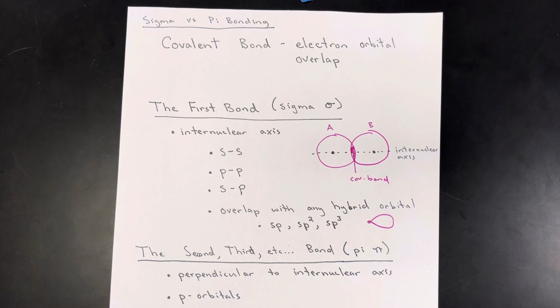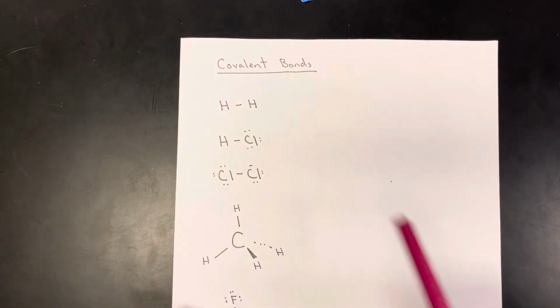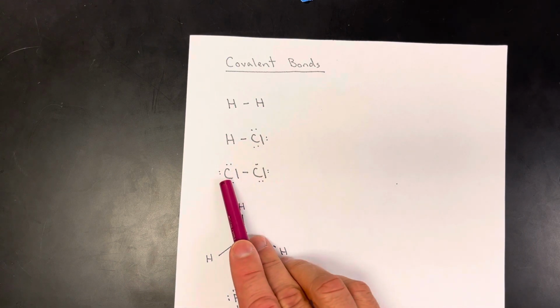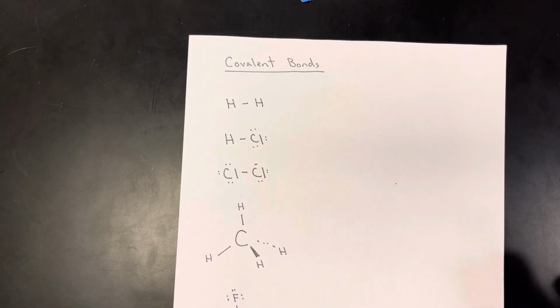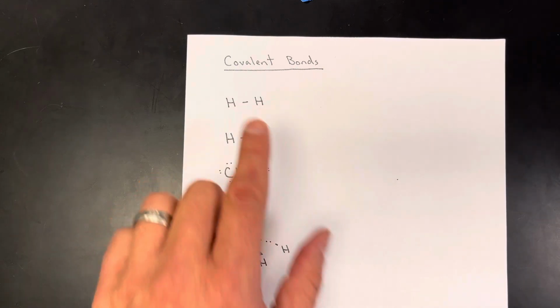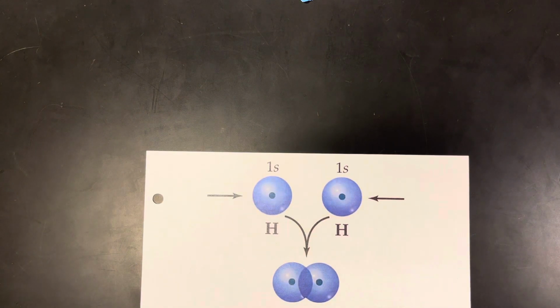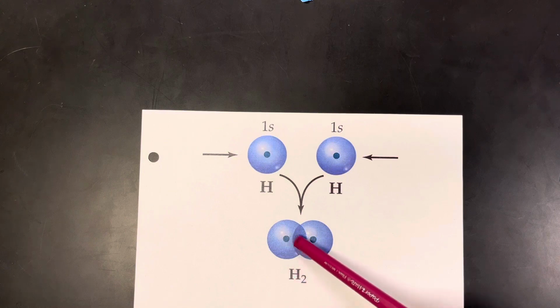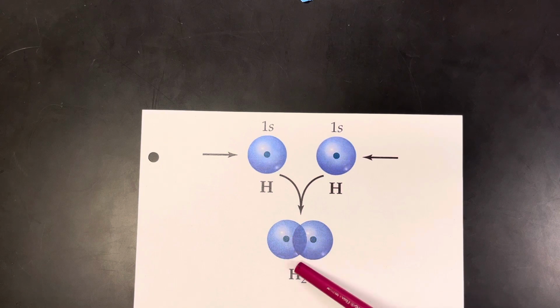So let's talk about some examples of what that would kind of look like. And I got lots of pictures here that I'm going to display underneath the document camera, okay? So if we had hydrogen and hydrogen, or hydrogen and chlorine, or chlorine and chlorine, that would be some of the examples that I just explained. So let's go into the hydrogen-hydrogen bond first, okay? So if we had hydrogen and hydrogen, okay, we would have two spheres, and if they overlap, the covalent bond would be taking place right here, okay?